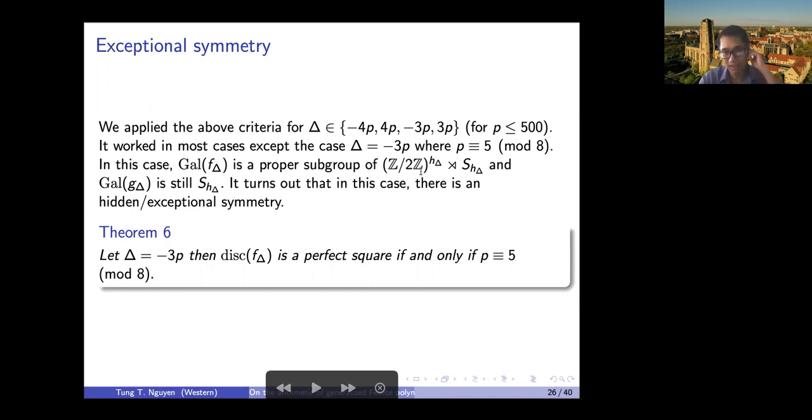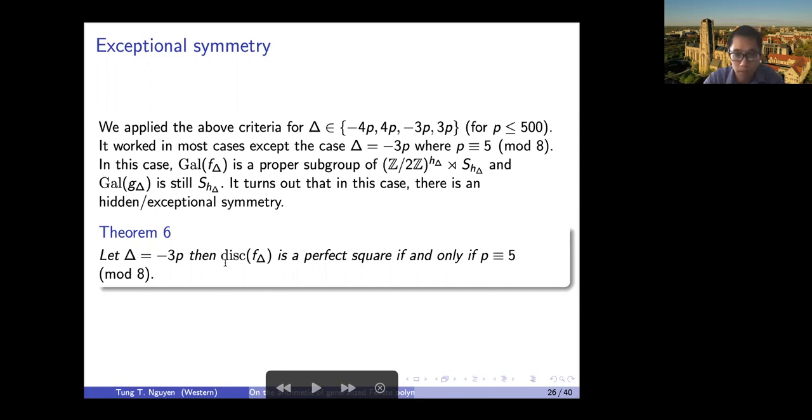It turns out that in this case, there is a hidden, or I would say an exceptional, symmetry that we didn't catch. The hidden symmetry is the following. In the case where delta is -3p, the discriminant of this polynomial is a perfect square if and only if p is equal to 5 mod 8. So it's not a perfect square when p is equal to 1 mod 8, but it is a perfect square when p is equal to 5 mod 8. This puts some restriction on the type of Galois group of f delta. I will explain in a second.